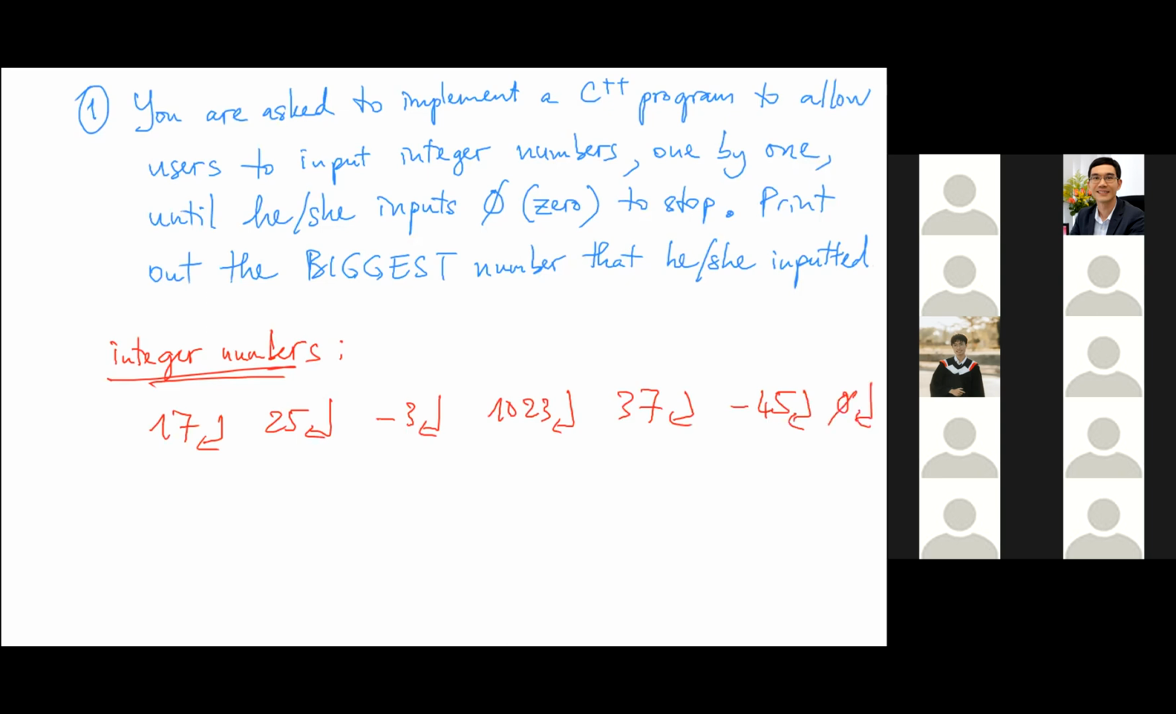So your output, you should show the biggest number is 1023. So remember the number 0 here. Number 0 here is a stopping condition. We don't count 0 in the comparison here.